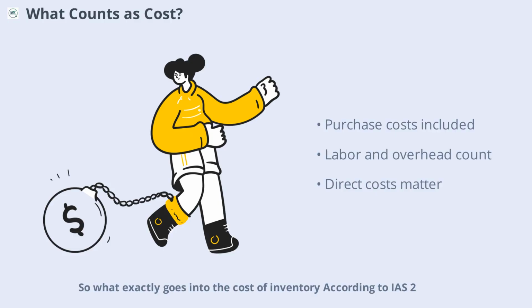What exactly goes into the cost of inventory? According to IAS 2, cost includes all expenses needed to bring inventory to its current location and condition. This means purchase costs, like the price paid to suppliers, as well as conversion costs, which cover labor and manufacturing overhead. Any other directly attributable costs, such as transportation or handling, are also included. This comprehensive approach ensures that the full investment in inventory is captured.